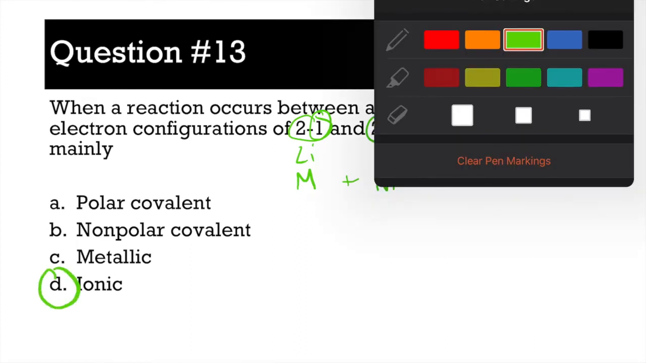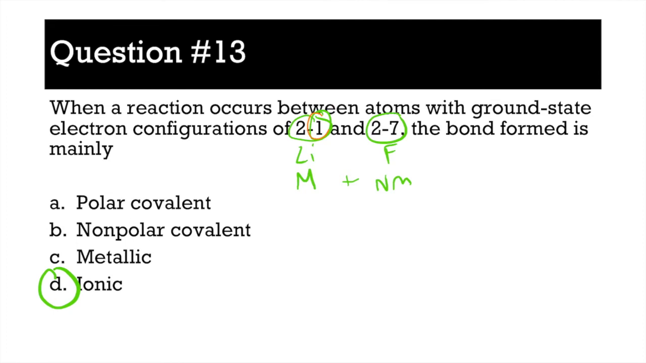So another way you could look at this is that, okay, well, this has 1 valence electron, this has 7. This electron is going to move from that to the other, and now both of them will have those full stable valence shells.